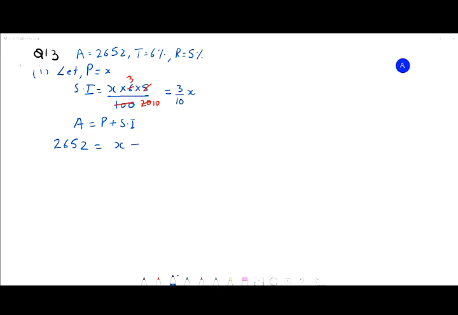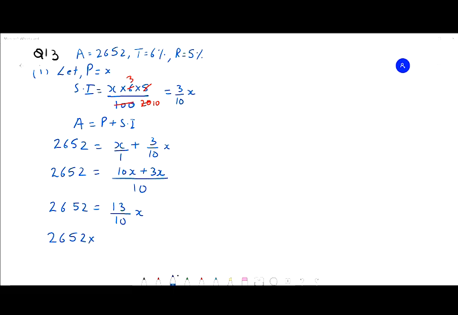Principal is X. SI is 3 by 10x. Here 1 as the denominator. Again, the amount will be written as it is. The LCM will be 10. Cross multiply, so we'll get 10x plus 3x. 10 and 3 will become 13 over 10x. Now write the reciprocal when you take it to the LHS side. It will be 10 over 13.